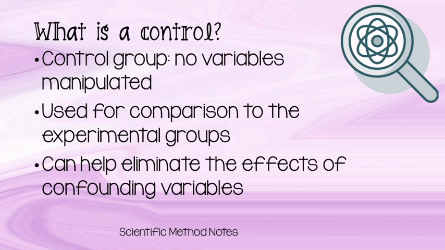This can help eliminate the effects of confounding variables. So those variables that we talked about, the other variables that may affect plant growth, there are sometimes things that you can't necessarily hold constant. You can't hold the weather constant. You can't always account for small fluctuations in temperature. So having a control group helps you eliminate the effect of those small changes, because anything that's happening to your experimental groups is also happening to your control group.